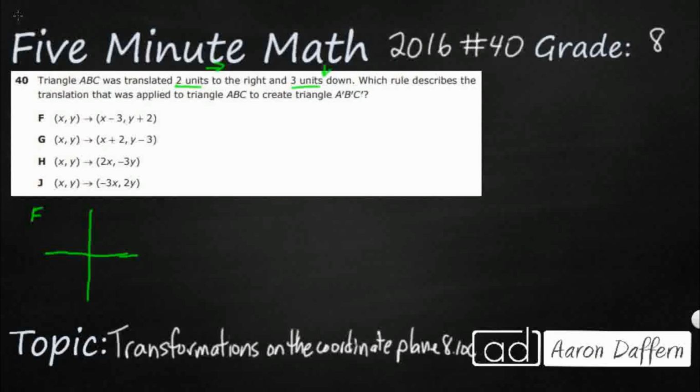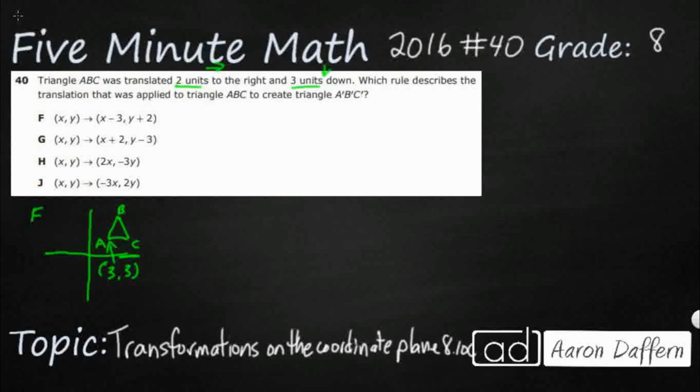Alright, so it doesn't tell us where triangle ABC is, so I'm just going to make it super easy. And we will just put it right there in quadrant 1. Alright, so take a look at these rules here. This one says x minus 3. So if I take my x's, let's just say this one right here is, for sake of argument, 3, 3. We can kind of use that as our example.